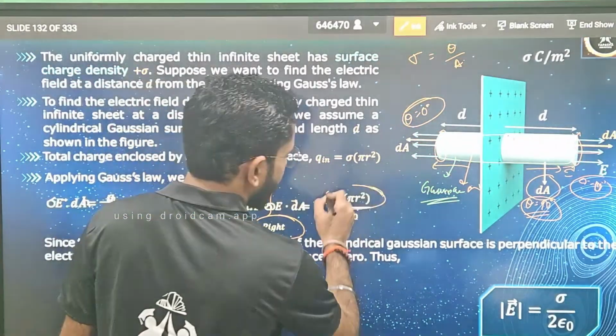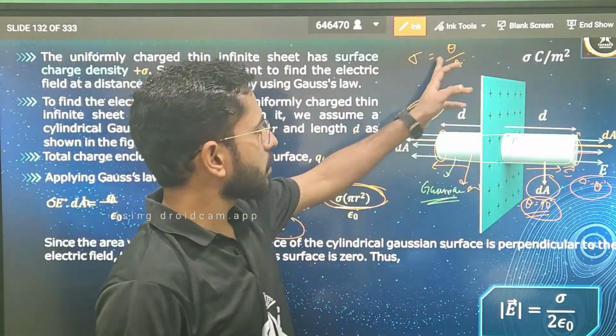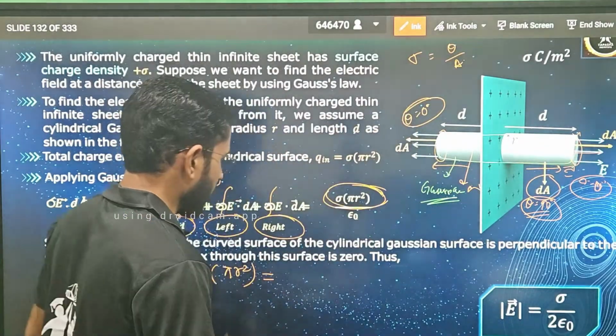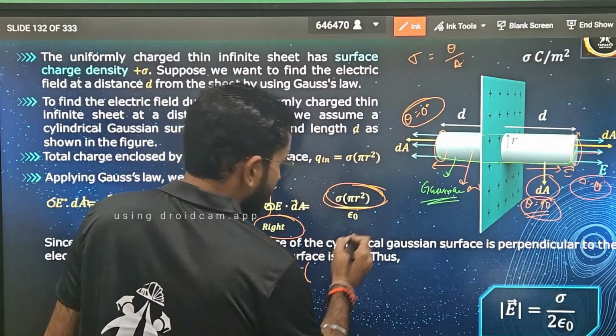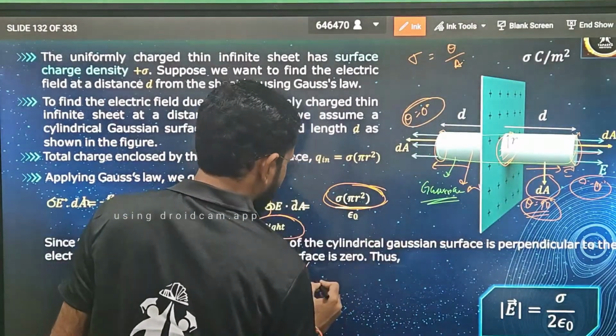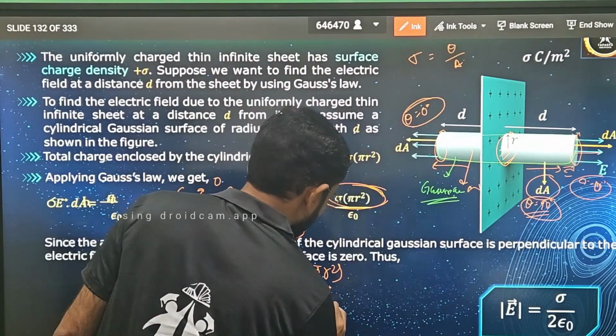Now how will you write Q in? What is the net charge present inside? See, I have told you how the charge distribution is. Q in you will write as sigma into area. Now what is sigma? Sigma into the total charge that will be coming inside. What will be the area of this cross section that you have used? It will be equal to pi r square divided by epsilon naught.